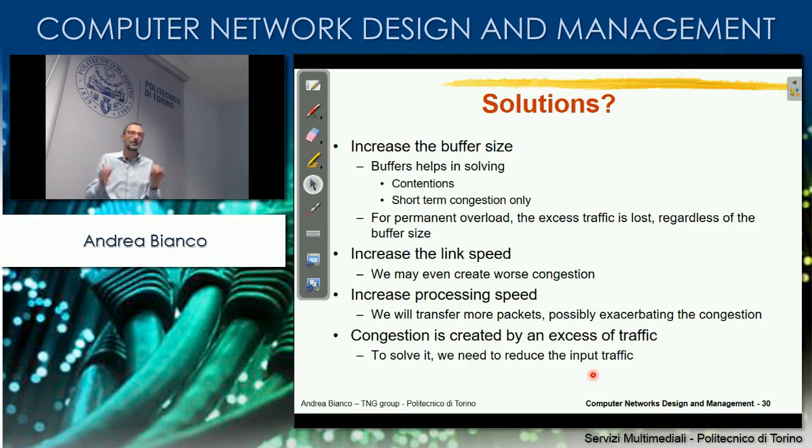The only way is to reduce the excess of traffic. That's the only way to get out of congestion. You have to reduce the input traffic, full stop. No other way to really solve the problem.